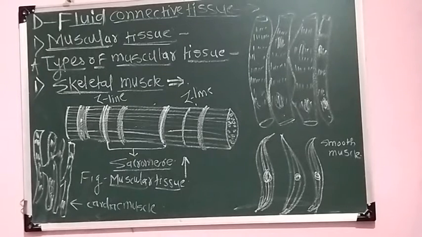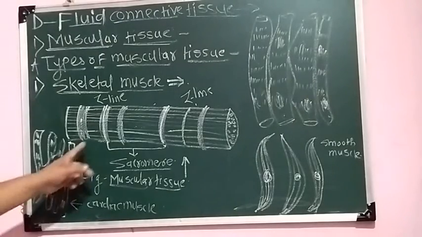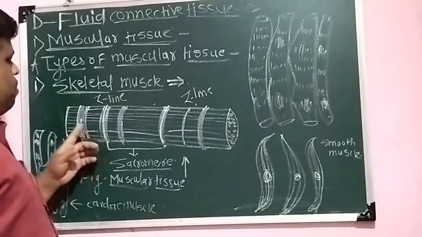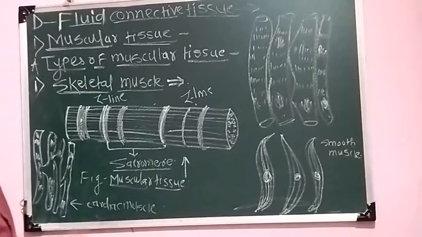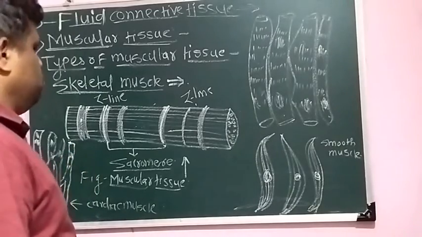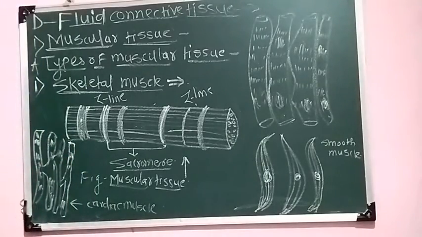Each myofibril is made up of repeated functional units, which are called sarcomeres. So these myofibrils are basically made up of repeated functional units, and these functional units are called a sarcomere. This is simply regarding the components of these fibers.